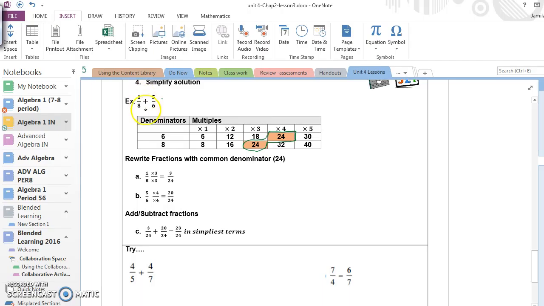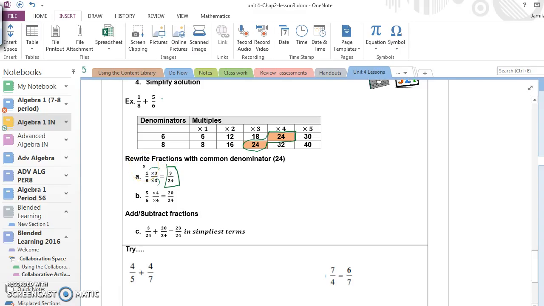So let's start with the 1/8. I want to change 1/8 so that it has a denominator of 24. I have to think, 8 times what will change that to 24? Well, 8 times 3. And if you make your chart, it will show you what to multiply by. If I multiply the bottom by 3, I have to do the same to my numerator in order to create an equivalent fraction. So 3/24 is the new fraction.